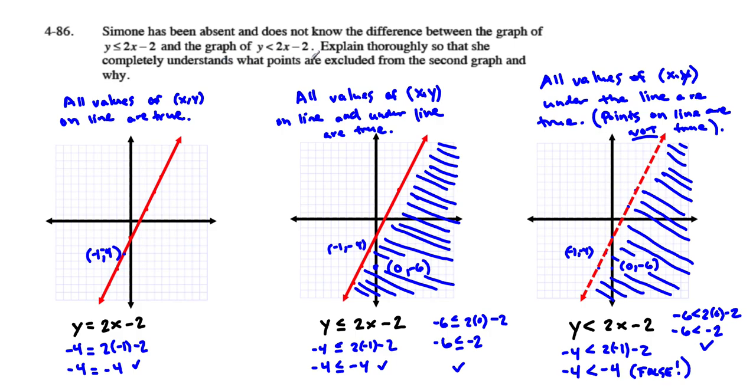So hopefully this explains thoroughly enough why the graph of y is less than 2x minus 2 is going to be different than y is less than or equal to 2x minus 2. In this one we include our line, it's solid because these values are solutions. If we look at this one, these are not solutions, just the ones underneath.